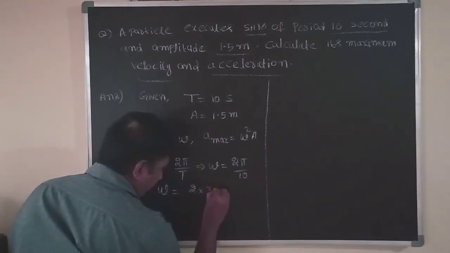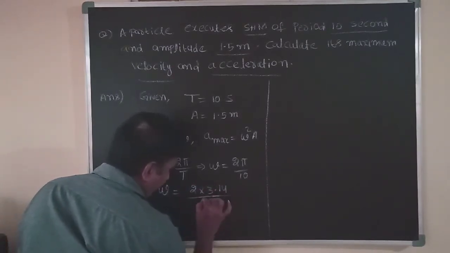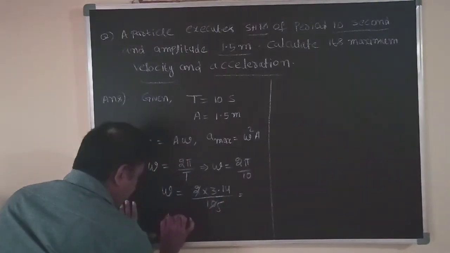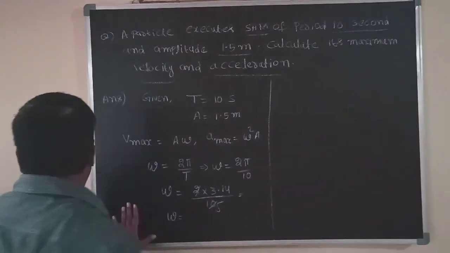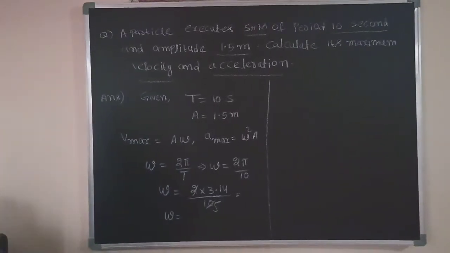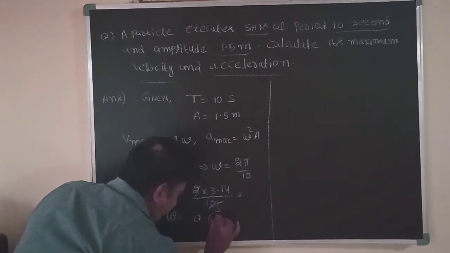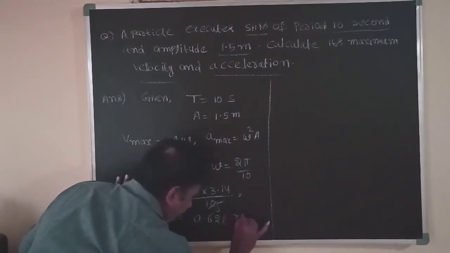So omega equals 2 into 3.14 by 10. If you do this, you get omega equals 0.628 radian per second.